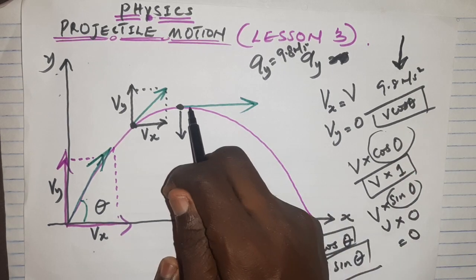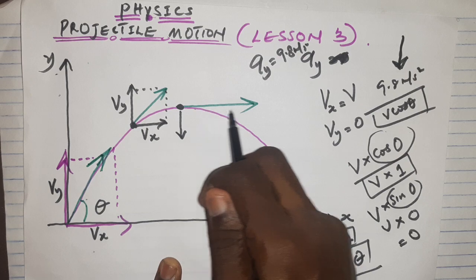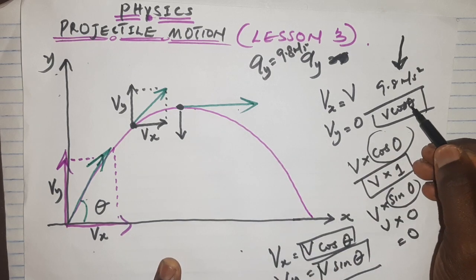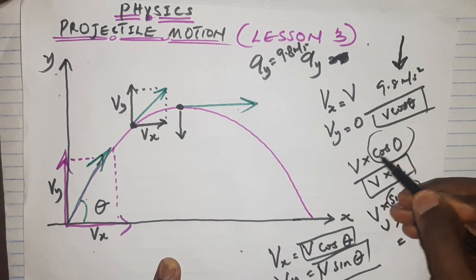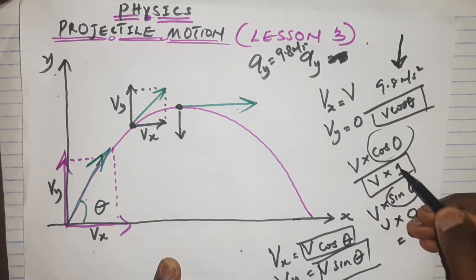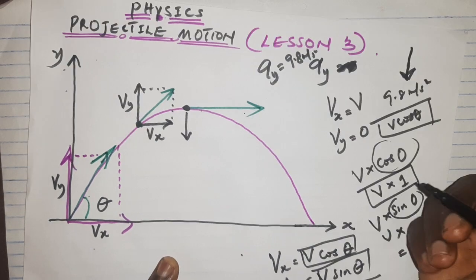Of course, we know that the shortcut for getting the horizontal component of the velocity is v cos theta. And of course, the velocity vector is making an angle of 0 degrees with the horizontal. So I'm going to fix 0 here. It now becomes v cos 0, and cos 0 is 1. That will be 1 times v, which gives you v.